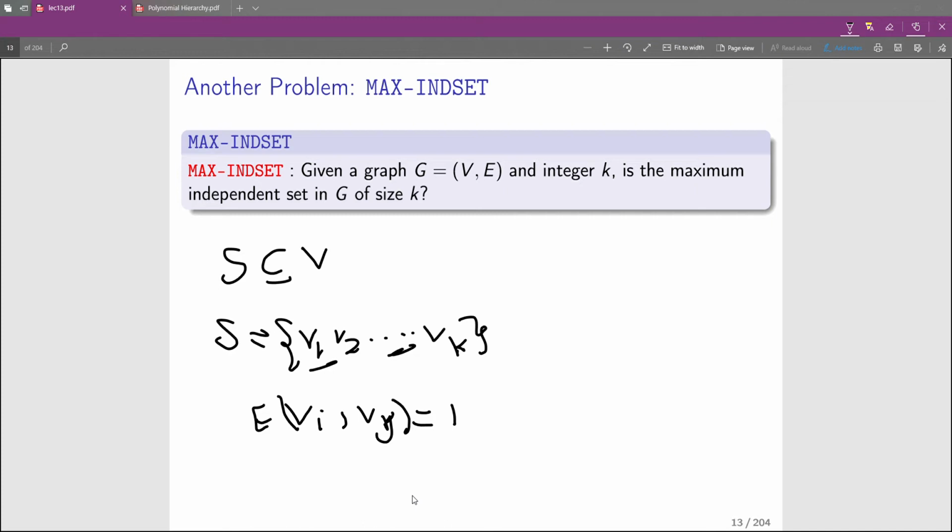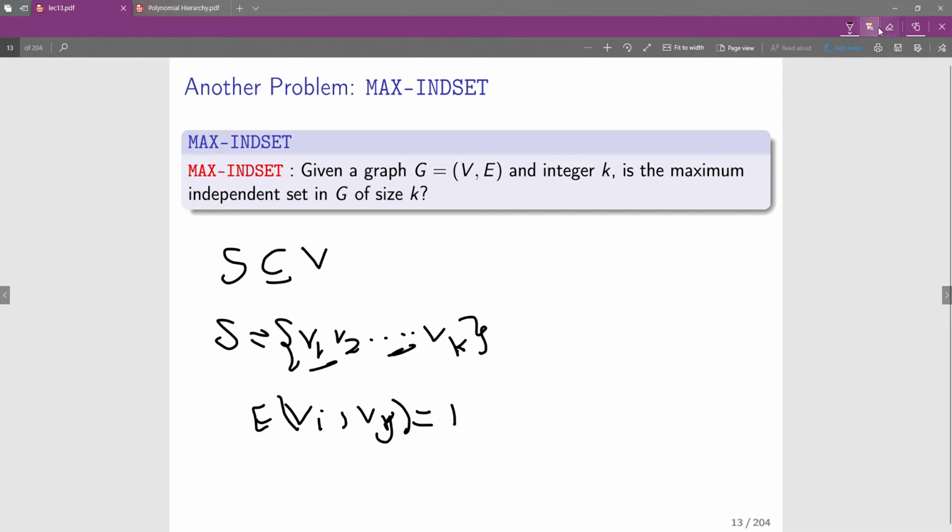But here in maximal independent set, they're asking whether K is the maximum independent set size. You have to prove not only that K is an independent set, you also need to prove that there does not exist an independent set of size greater than K. So is this problem in NP?